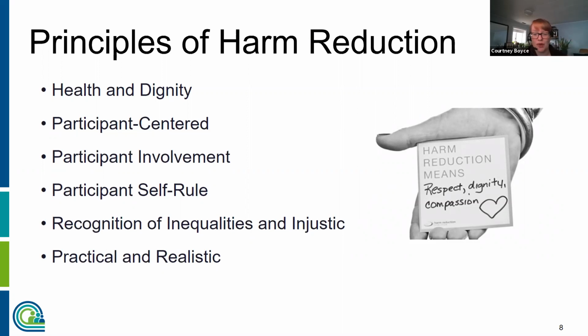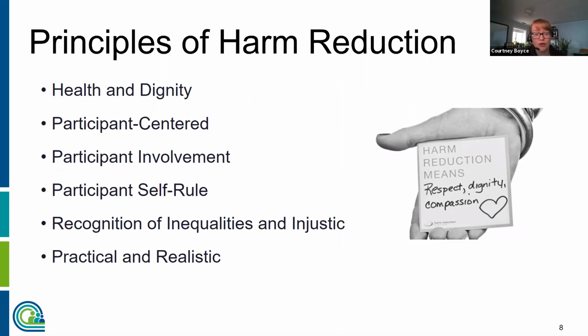And participant involvement. It ensures that those that are drug users and those with a history of drug use routinely have a voice in the creation of programs and policies designed to serve them. So there's a whole phrase, nothing about us without us, and that's really important. So we need to have those voices when we're looking at interventions in our community.